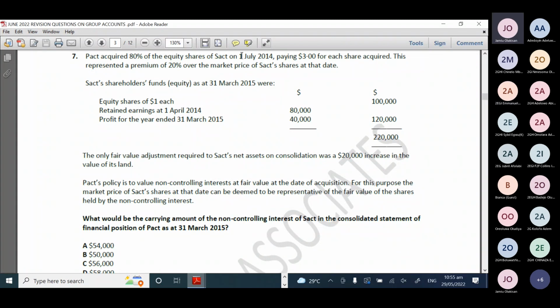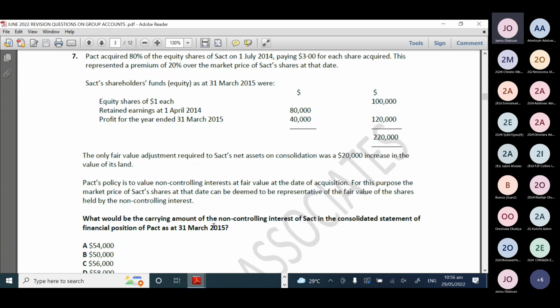But unlike the other question 6, this question 7, if you count from 1st July 2014 to 31st March 2015, 31st March 2015 being the year end, how many months do you have in there? 9 months. That means we are dealing with acquisition during the year here, unlike the other one.